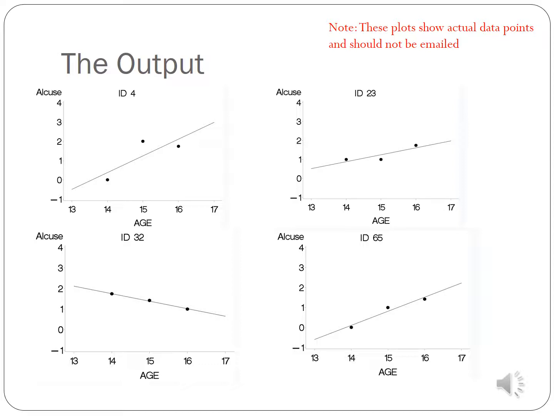So what we see is some curving, but they go in opposite directions. And at least for ID 23, 32, and 65, I would say that a linear approach seems quite feasible.